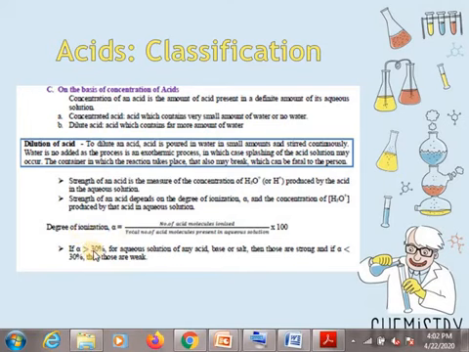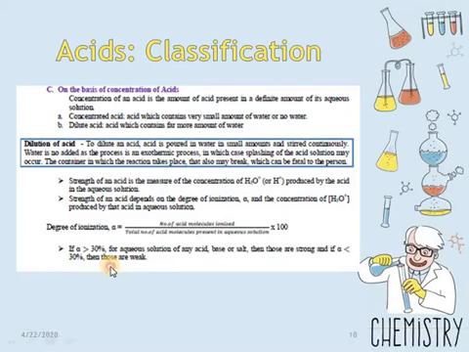Now if alpha is greater than 30% for aqueous solution of any acid, base or salt, then those are strong, and if alpha is less than 30%, then those are weak.